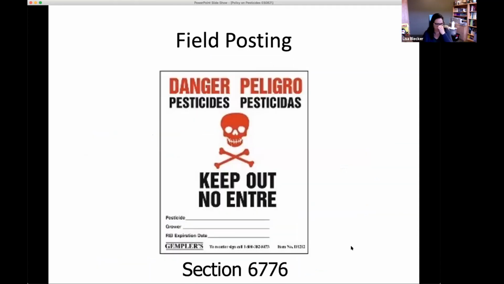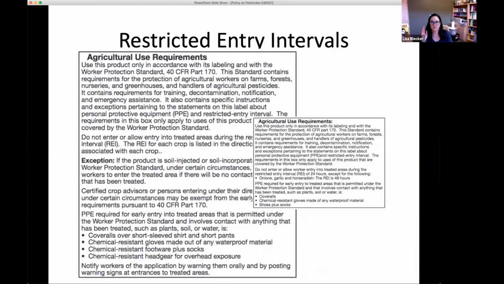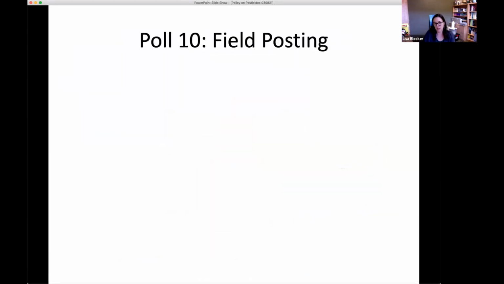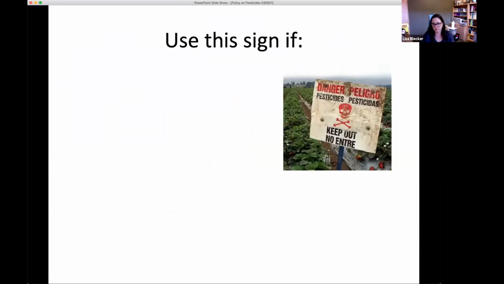So field posting, it's because there's California requirements. The field posting requirements are based on the label and on California code. So it gets a little complicated. So, okay, let's not do the poll because I see I'm running out of time.